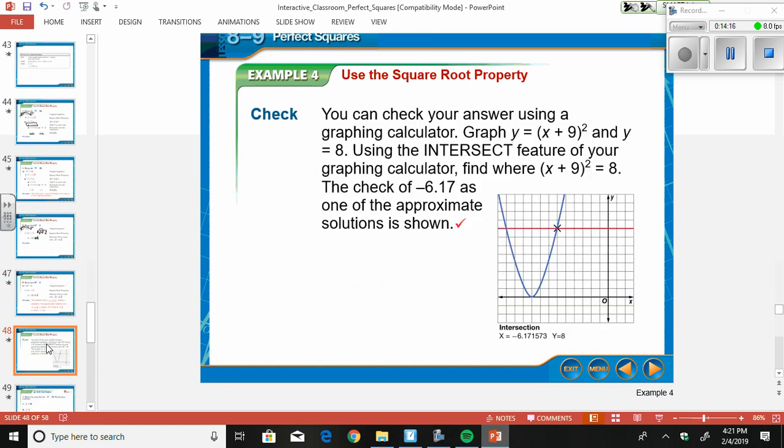You can check your answer using a graphing calculator. Check y is equal to the absolute value of the quantity x plus 9 squared, and y equals 8, using the intersect feature. So you do both of those to see where they intersect, and what you see is they intersect here and here.